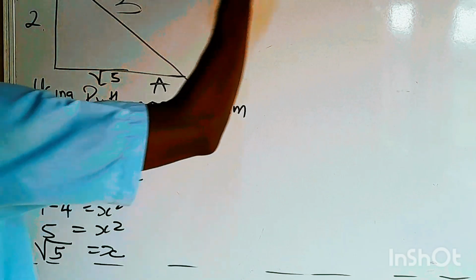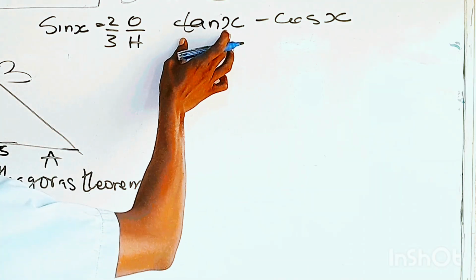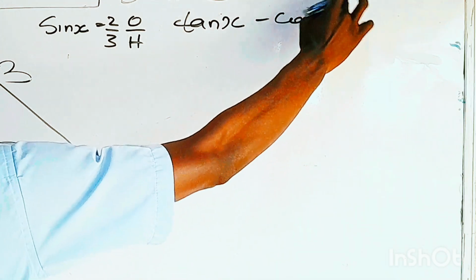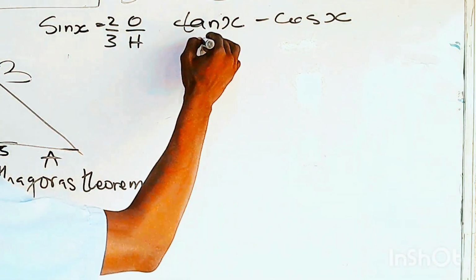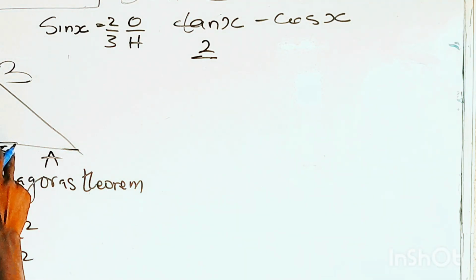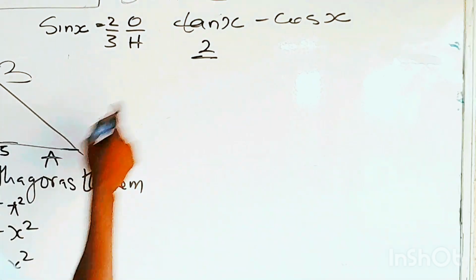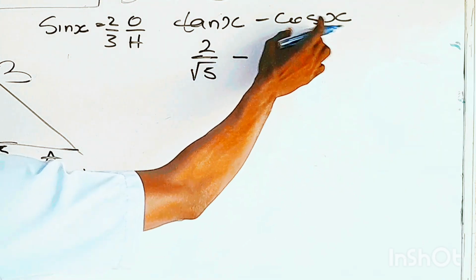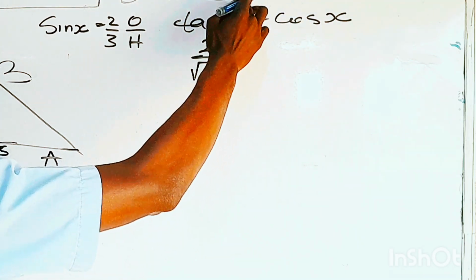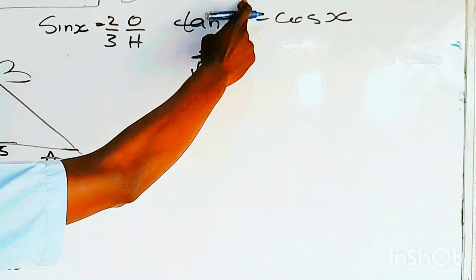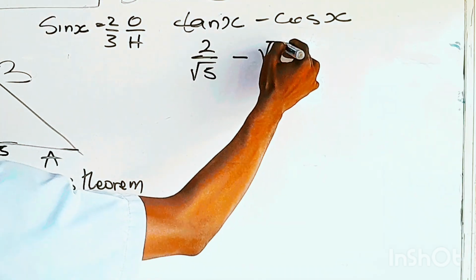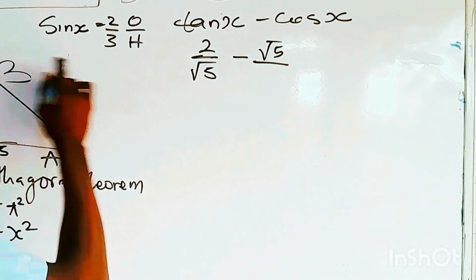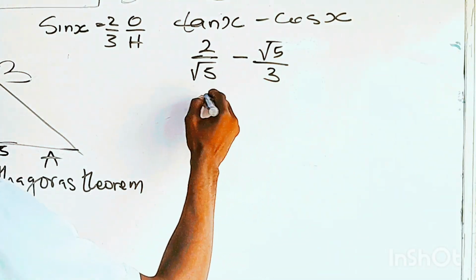So here we go. For the tan, this is tan x. Tan x now will be opposite over adjacent. So our opposite is 2, then our adjacent is root 5, minus, now the next one is cos x. So for the cos, we are going to have our adjacent, that is root 5, over our hypotenuse, which is 3.